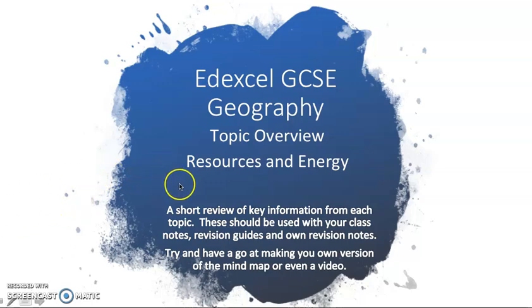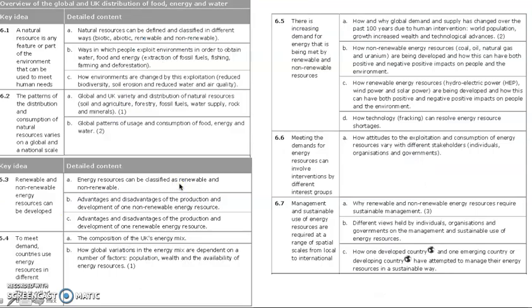Now, as always, the first thing we do is check the specification from the exam board to see the key terms and the key things that we need to know. You can see here two main parts. First of all, we look at the global and UK distribution of major resources, food, energy and water, and then we look in more detail at the energy resources.